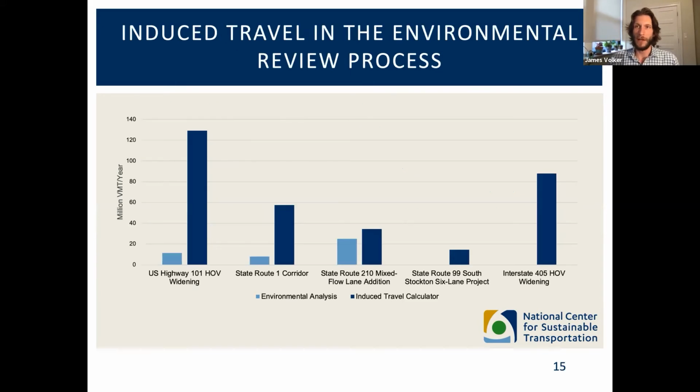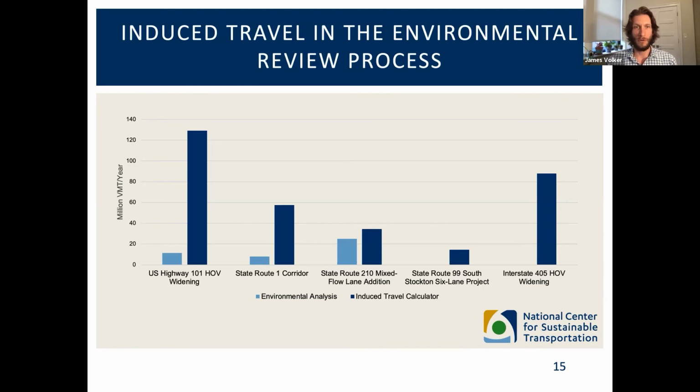After we built the calculator, my colleagues Amy Lee and Susan Handy and I used it to help assess how well environmental review documents for major capacity expansion projects in California actually addressed VMT. Unsurprisingly, this is what we expected to find, and this is one reason we decided to build this calculator in the first place. We found that these environmental review documents did not do a great job.